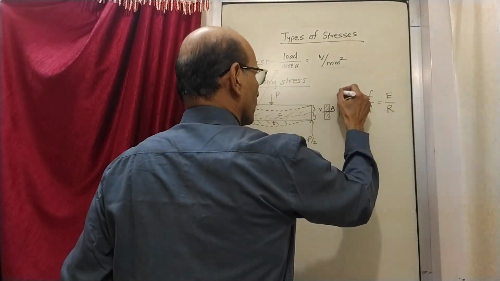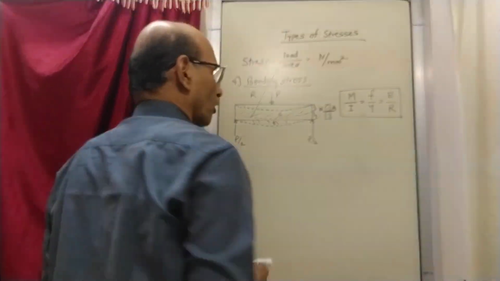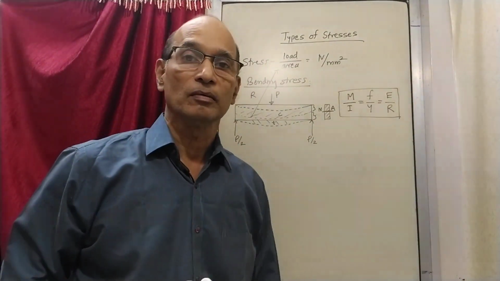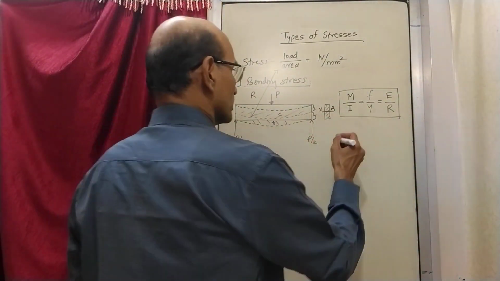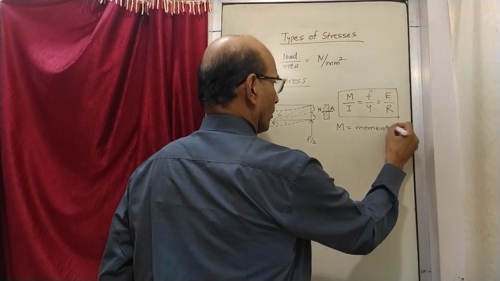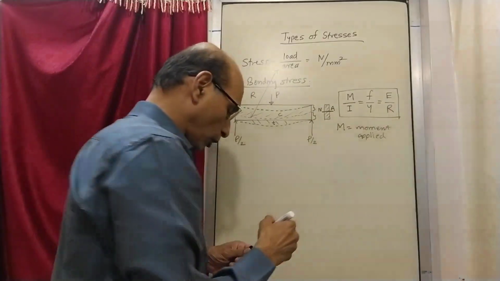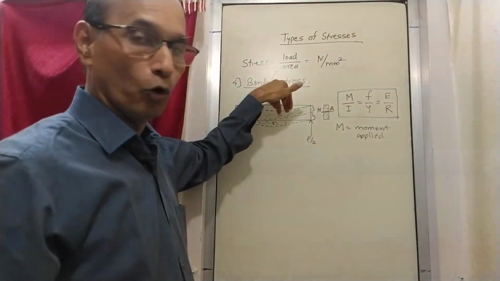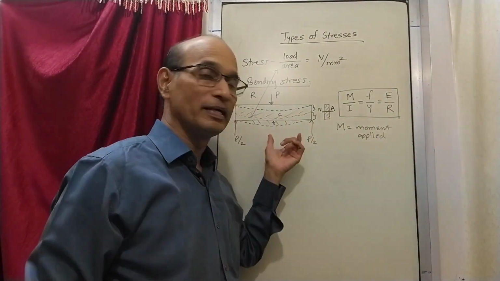Now this is the equation which is applicable for this case, where all these letters have certain meanings. What is the meaning here? M is moment, the moment which is applied from outside. So what we have done is applied a load, but this load has caused some kind of a moment. And how much moment has it caused?